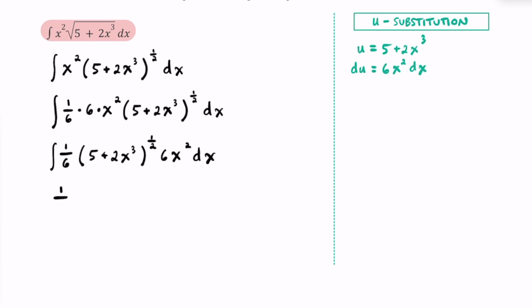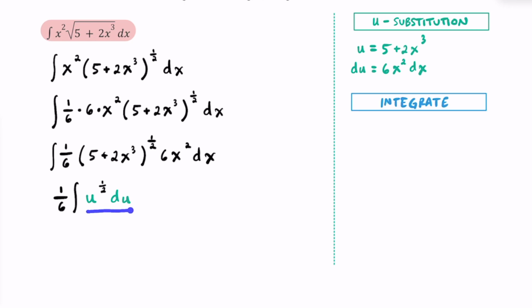At this point, let's write our 1/6 out in front of our integral. Then for this 5 plus 2x cubed, let's make that substitution. That's just going to be u. I'm going to write a u here, raised to the 1/2 power, or the square root of that. And then let's replace our 6x squared dx with du, using that u substitution. So that's going to be du. All right, so now to take the integral of this u to the 1/2 power du.